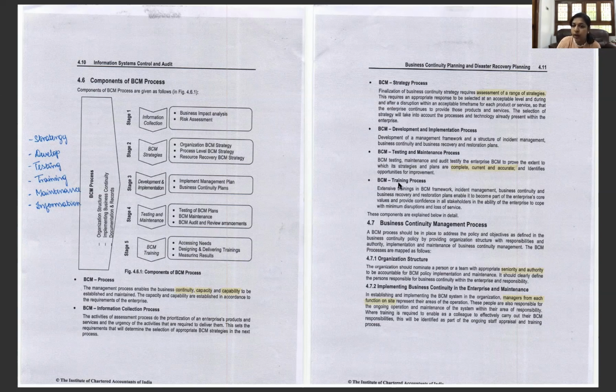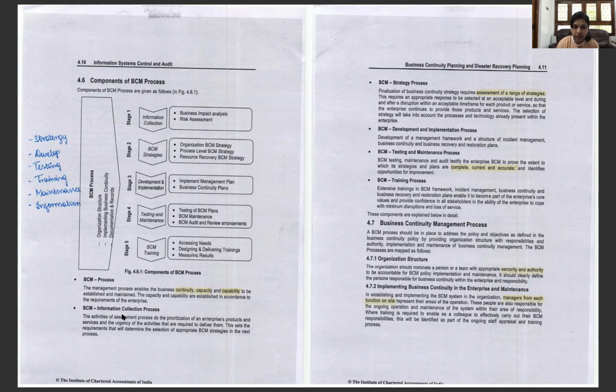And next is training. It is not enough if we do it on our part. The users should also be trained because they are the ones who are going to face a disaster and crises. Extensive training, and incident management and business continuity all become a part of the enterprise core values. Okay, so these are the stages as put forth for BCM.